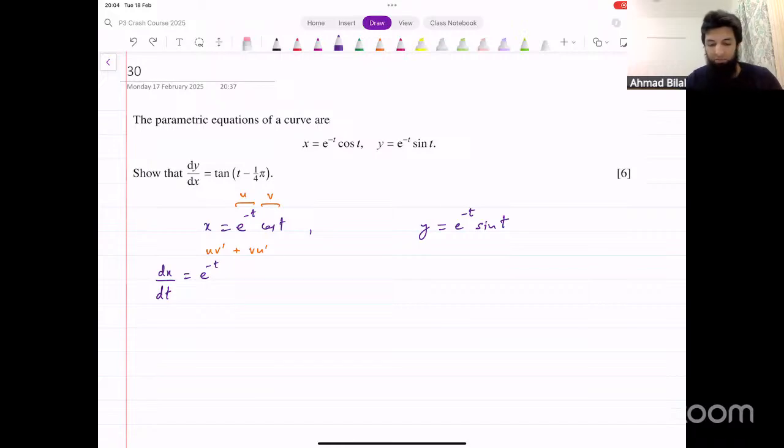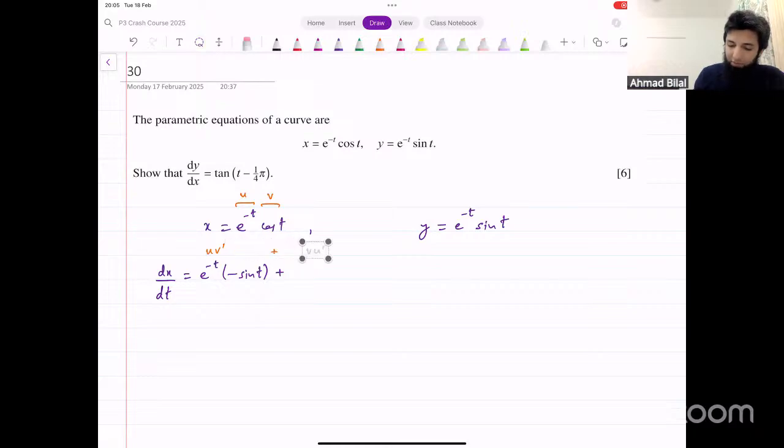This is one of the most common errors in the exam. Derivative of sine is cos, derivative of cos is minus sine. And when we do integration later on, integration of cos is sine and integration of sine is minus cos. Now, a lot of people end up making sign errors here. You have the formula sheet in front. If you're confused, please make sure to look at the formula sheet and don't make that error, okay? Derivative of cos is minus sine. So it becomes minus sine t plus vu dash.